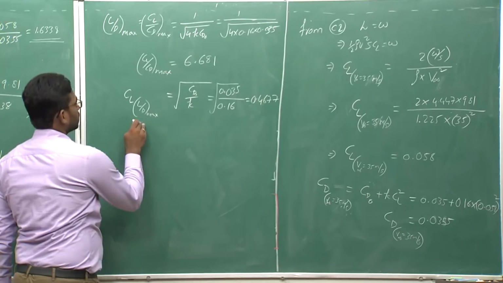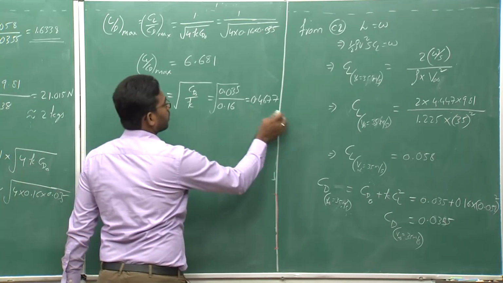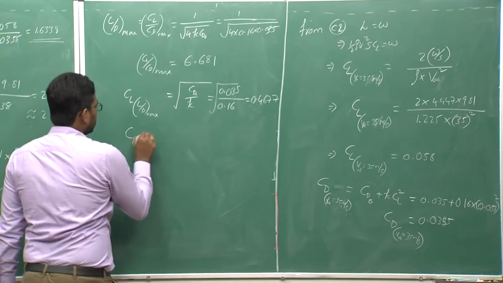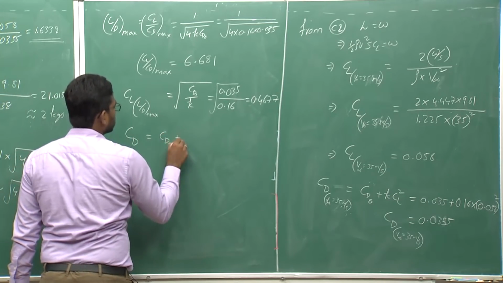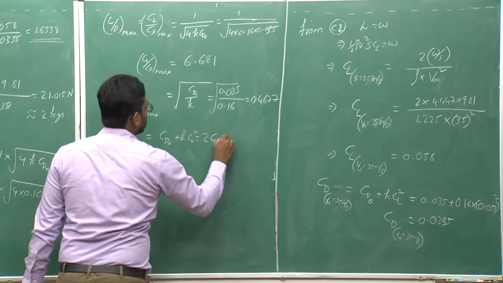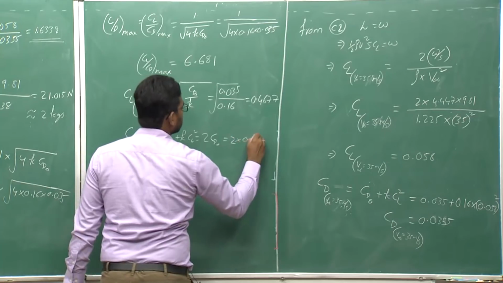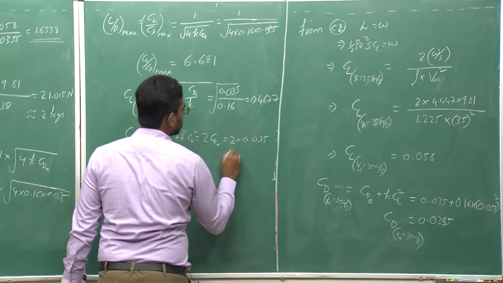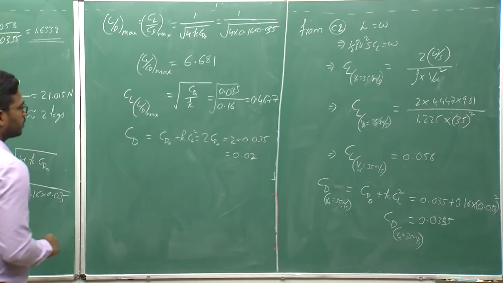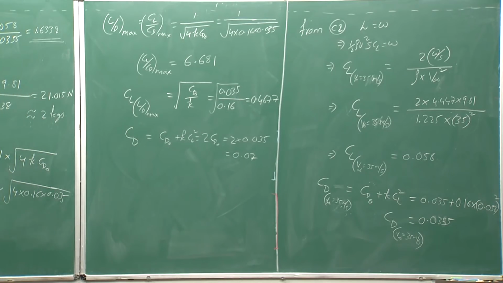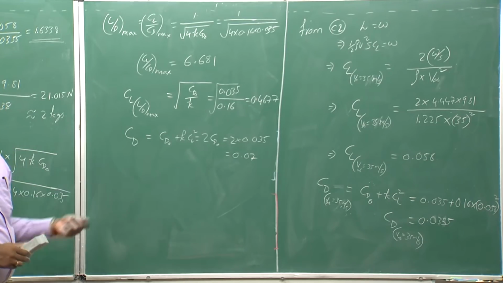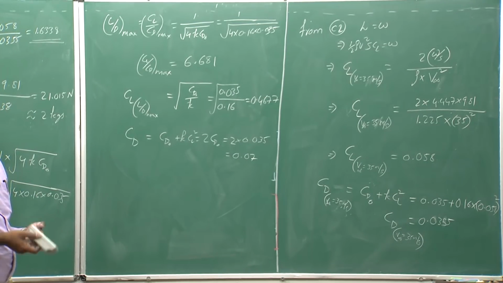So, the CL for L by D max is 0.4677, right. And what is CD? CD naught plus KCL square, which is 2 CD naught, it's like twice 0.035, it is 0.07, right. This is the value of drag coefficient at this particular flight. So, how to achieve this? You need to trim at the corresponding angle of attack.